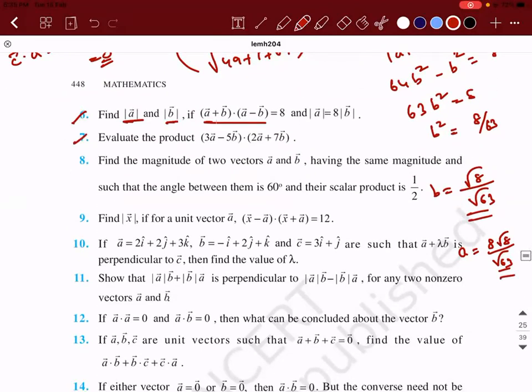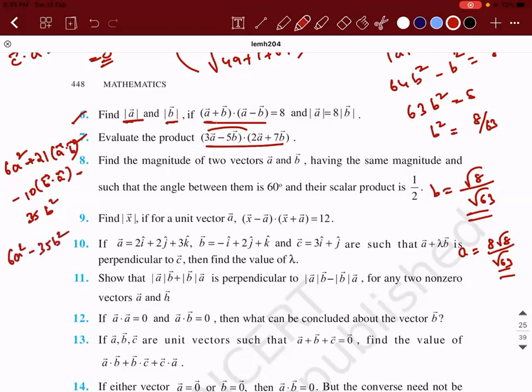Okay. Seventh one. Evaluate the product. So 3 into A vector dot 2 into A vector. It is 6 into A square. 3 into A vector plus 7 into B vector. That is 21 into A vector dot B vector. Minus 5 into 2, so 10 into B vector dot A vector, minus 35 into B square. So 6A square minus 35B square plus 11 times A vector dot B vector.